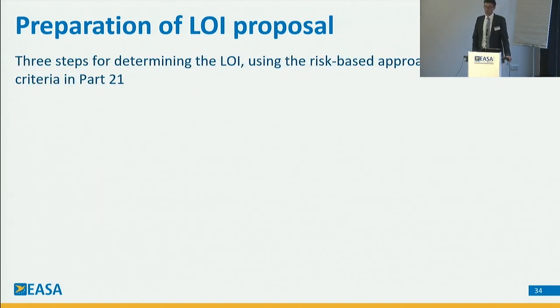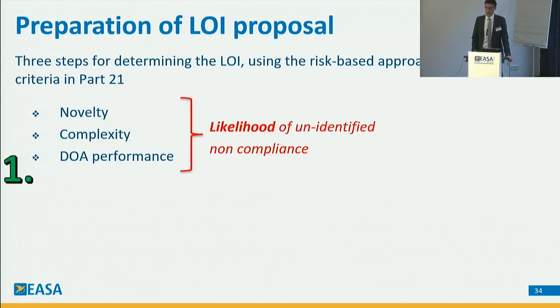So we have 3 steps for determining the LOI using the risk-based approach and the 4 criteria in Part 21. The first step is to identify the likelihood of an unidentified non-compliance. How to do this? Via the criteria: novelty, complexity, and the DOA performance. DOA performance here is slightly misleading. It's really the performance per involved panel.